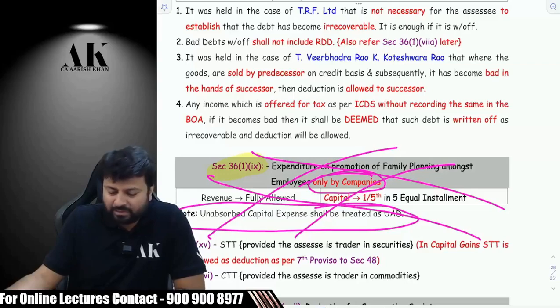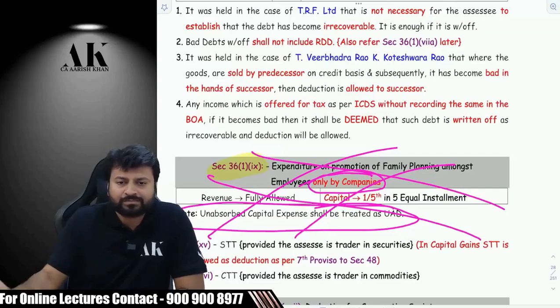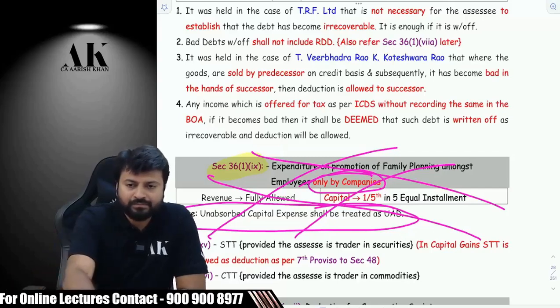Okay. So we'll stop here and we'll continue the discussion of 36 in the next session. And then we'll move ahead with what? The big one, and that is what? The sector-wise deductions. Okay. Thank you very much.